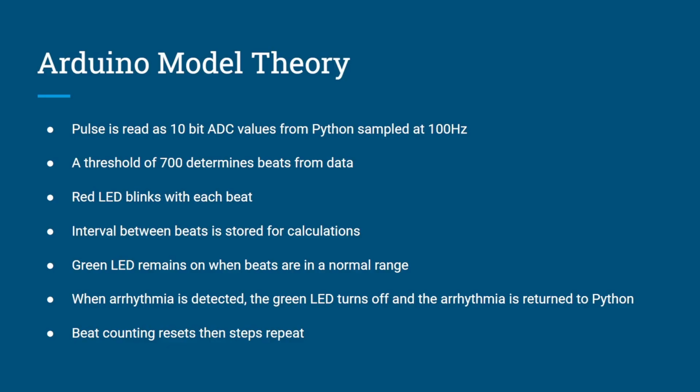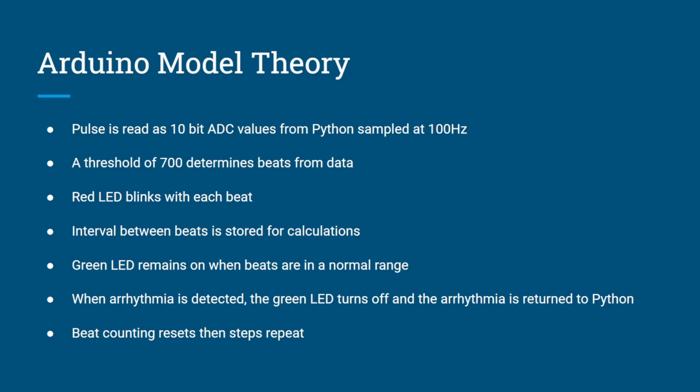And I have it set up so that the red LED will blink at each beat to kind of simulate a heart attached to the console. And then I have the interval of beats stored for calculations because the only way to detect certain arrhythmias, well, actually all arrhythmias in general, is to just find the distance between the pulses, and if it's varying either too far away or if it's just varying in general, then that's how you're going to find the arrhythmia.